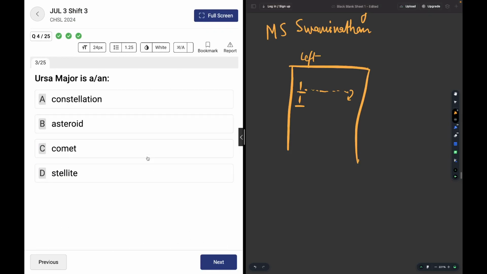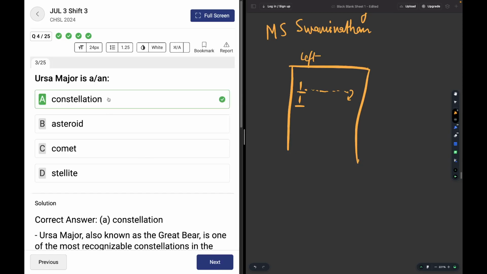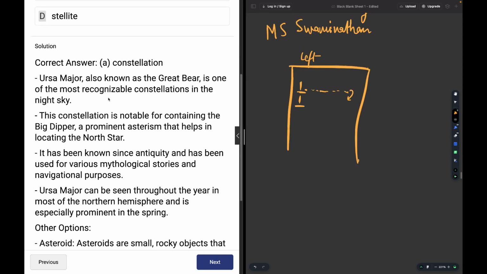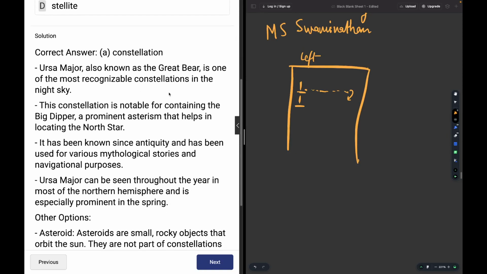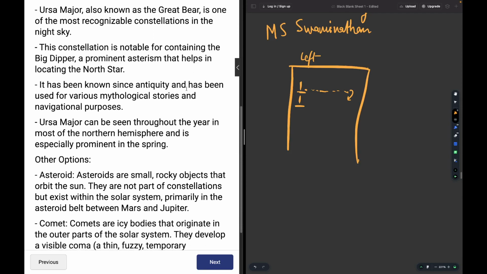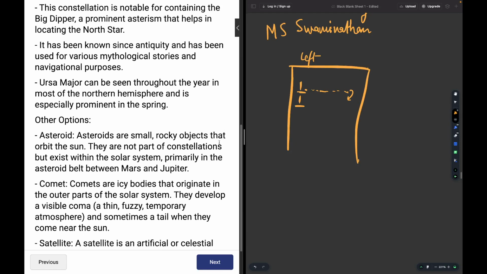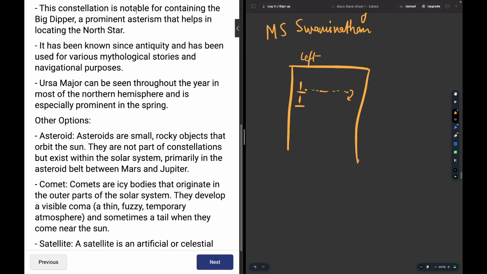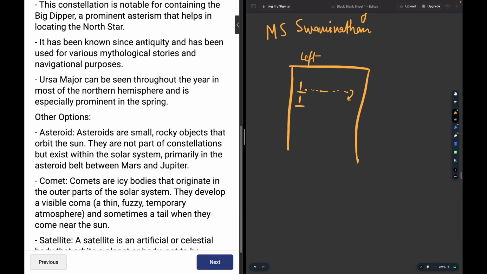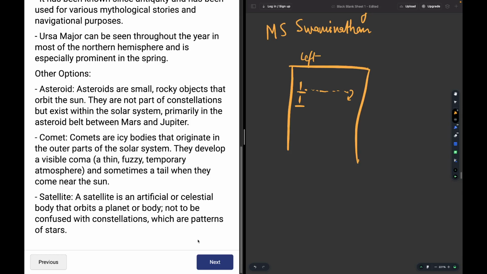Moving on. Ursa Major is a constellation. We've already talked about it. Ursa Major is also known as the Great Bear. It is one of the most recognizable constellations in the night sky. You may see a little more about it. This constellation is notable for containing the Big Dipper, which is a prominent asterism. No, it's a prominent star. Okay, it's not an asterism. A prominent star that helps in locating the North Star. Okay, moving on.